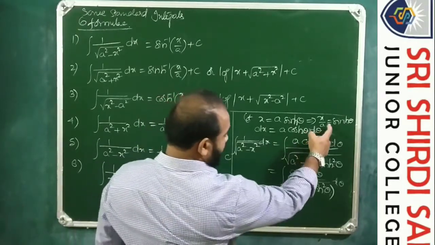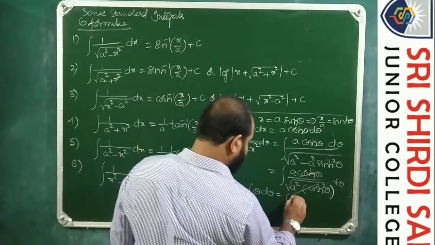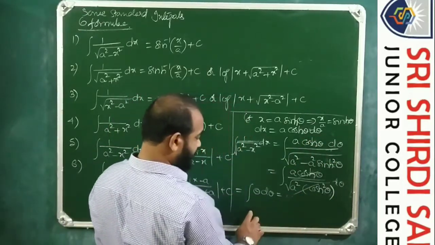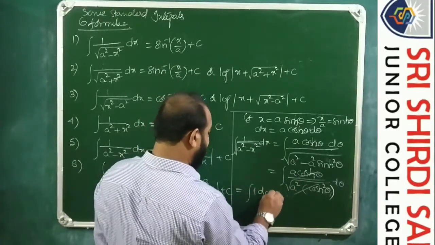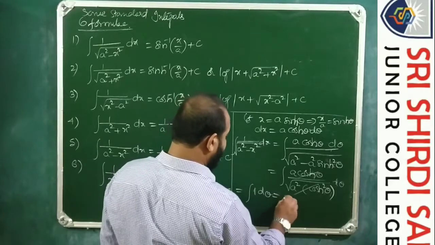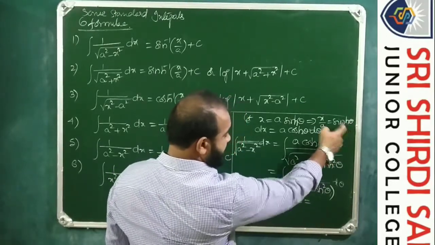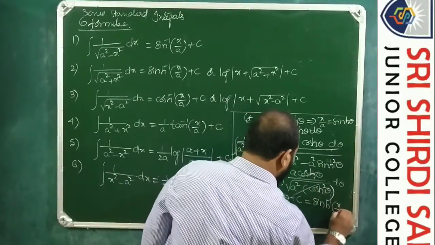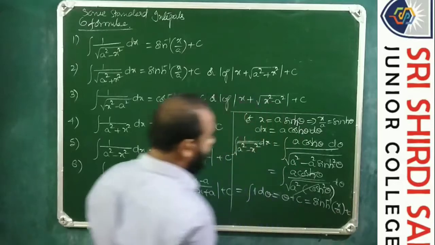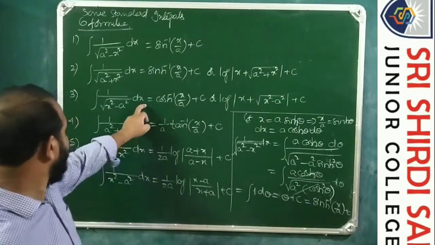So x by a is equal to sinh theta, so theta is equal to sinh inverse x by a. Integral 1 d theta is theta plus constant of integration c. What is theta here? Sinh inverse x by a plus c. So similarly we can prove this as well.